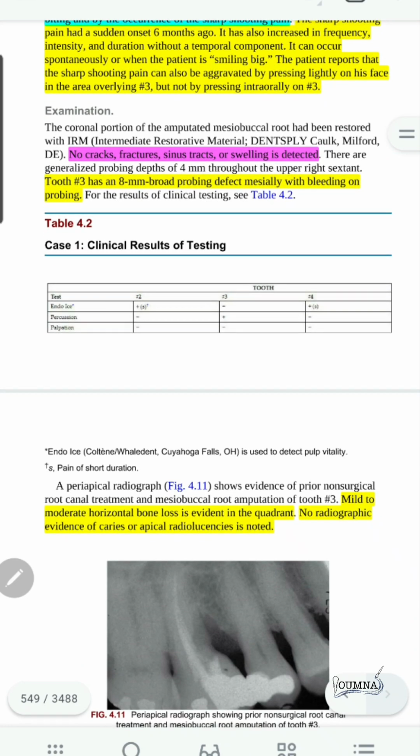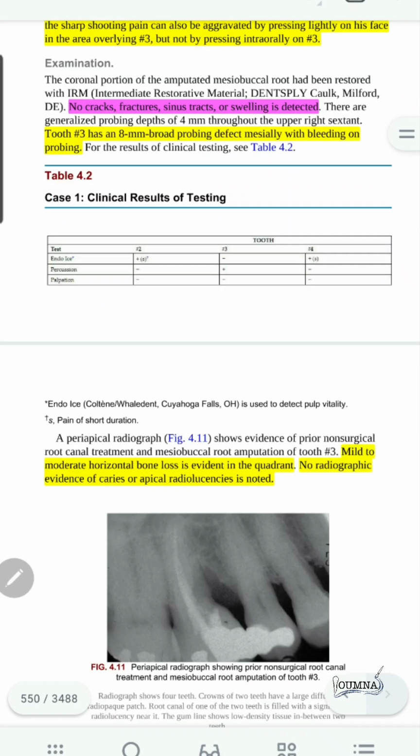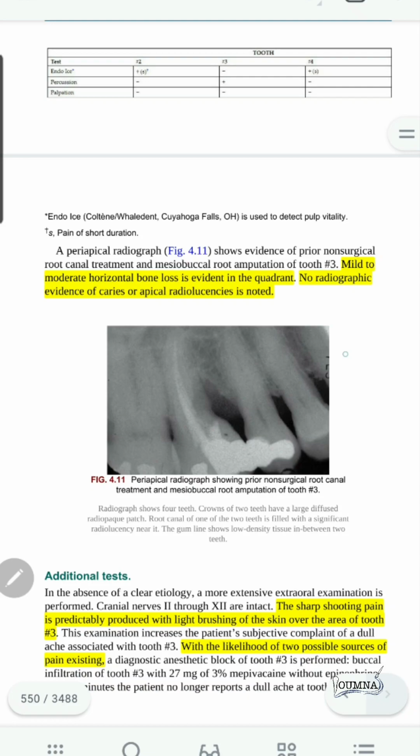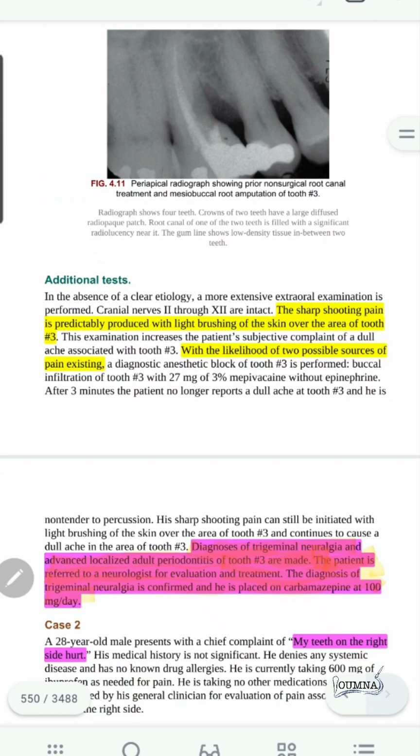As for the intraoral examination, no cracks or fractures, sinus tracts, or swelling were detected. When probing, we saw that there was a defect of 8 millimeters with bleeding on probing. We said this.